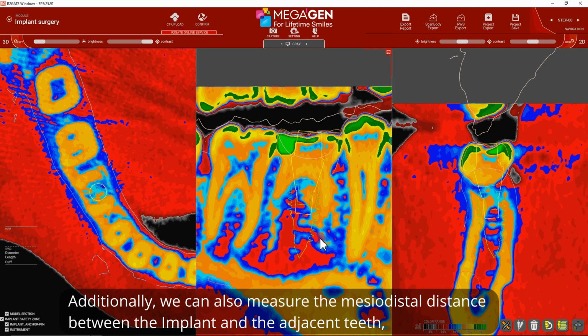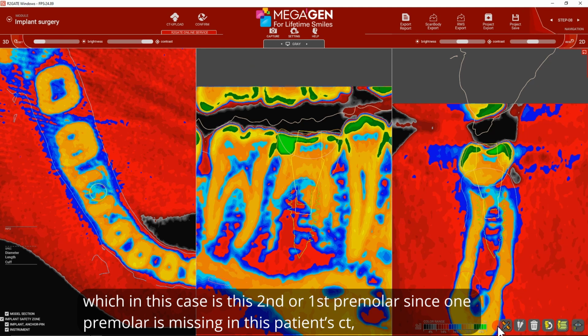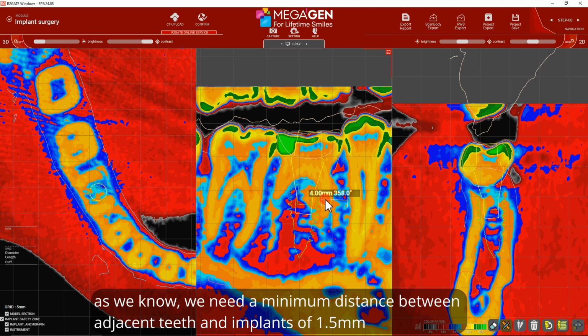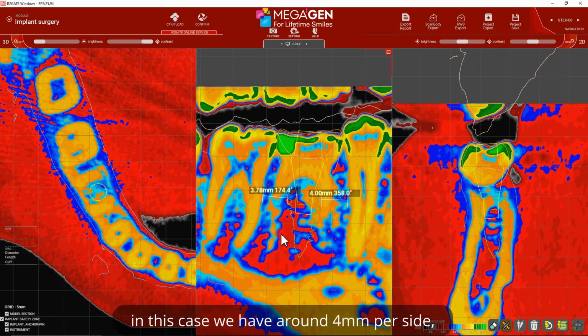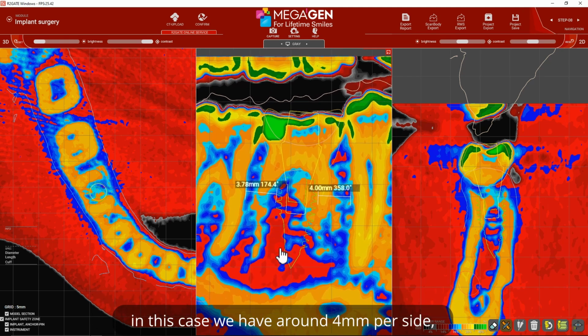Additionally, we can also measure the mesiodistal distance between the implant and the adjacent teeth, which in this case is the second or first premolar, since one premolar is missing in this patient's CT. As we know, we need a minimum distance between the adjacent teeth and implants of 1.5 millimeters. In this case, we have around 4 millimeters per side.